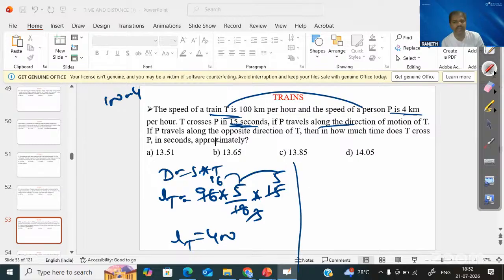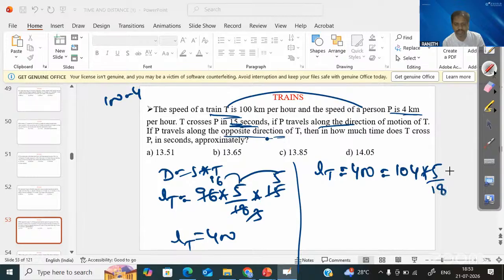Next, the train is traveling in the opposite direction. Both of them are running in the opposite direction. Again, it crosses its own length, which equals 400. So for the opposite direction we need to add them: 100 plus 4 equals 104 into 5 by 18. Then we need to find the timing.